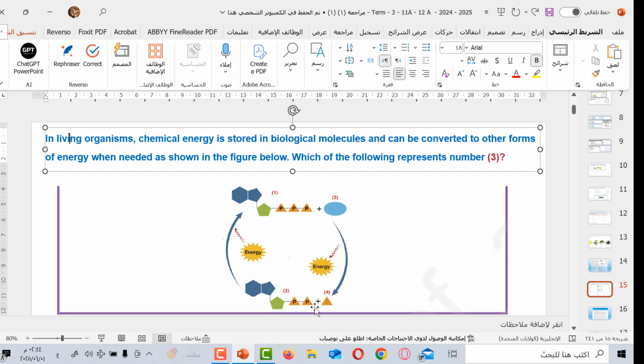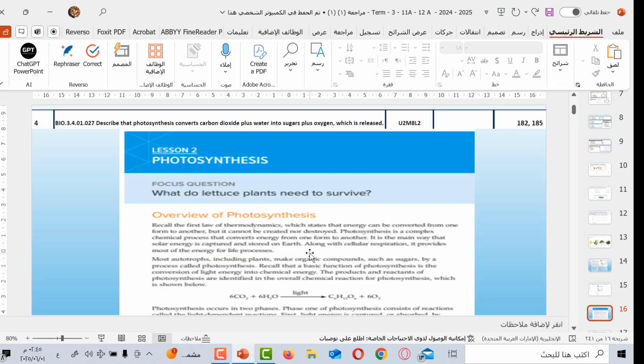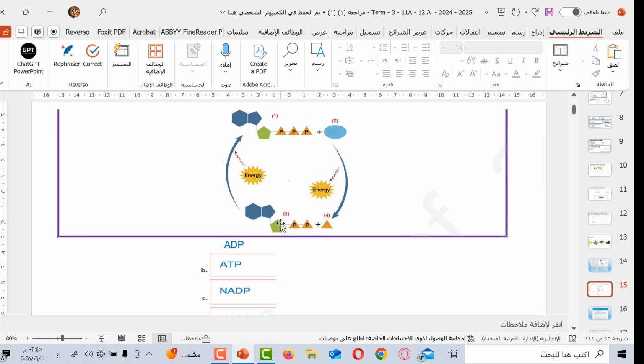This number 3 is called ADP. So the answer to this question is ADP, not ATP, not anything else. Imagine he may ask you about 1 or about 2. 2 is H2O. Sometimes he asks you about 4, which is the phosphate group. Any information in this shape can be asked. Okay, right.